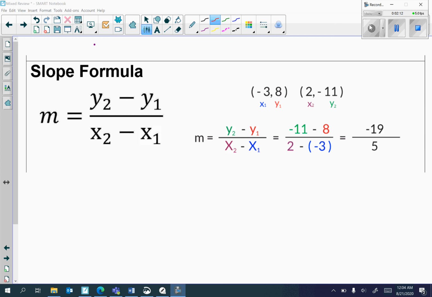So notice I have 2 points, negative 3, 8, and 2, negative 11. I labeled each point x1, y1, x2, y2. And then I simply substitute into the formula. So negative 11 minus 8 over 2 minus negative 3. And remember, we can put this in our calculator and we will get negative 19 over 5.